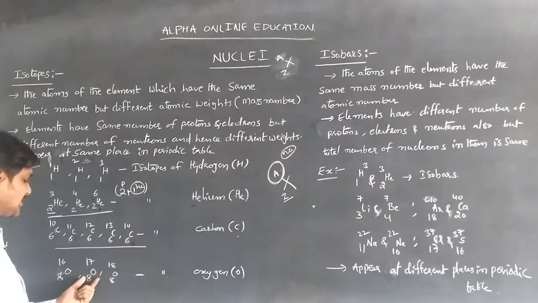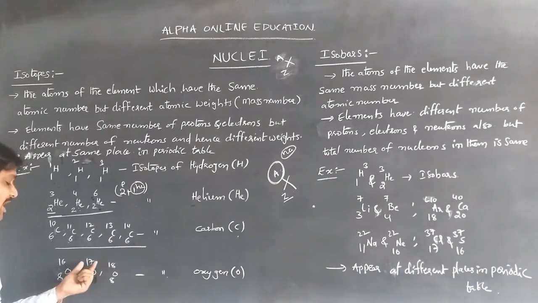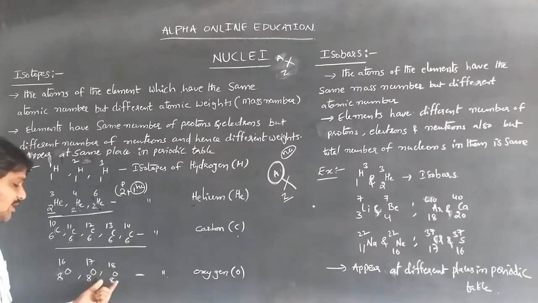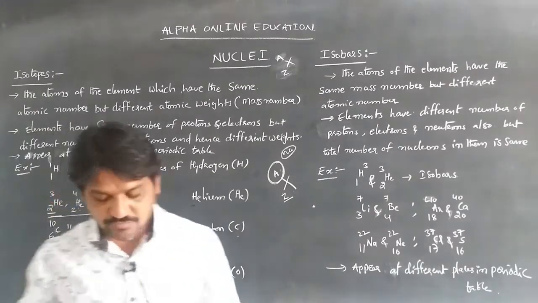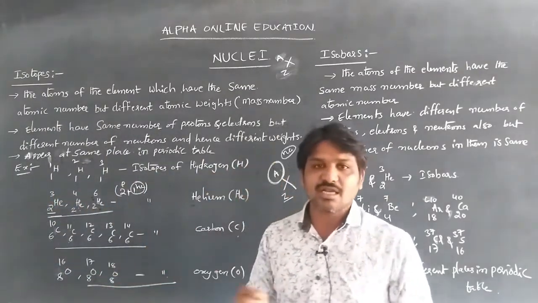Here 8O17 means the 8 is the proton number and 9 is the neutron number. Here 8 is the proton number and 10 is the neutron number. These are isotopes of oxygen. It means that in this case, for all the atoms, the proton number is the same.